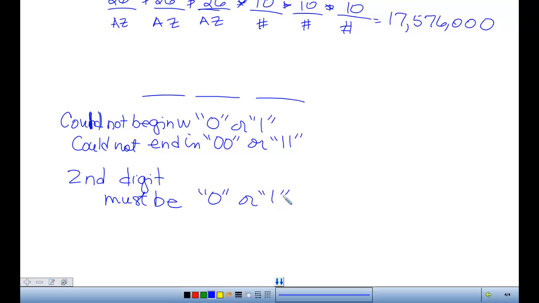Okay, so with these rules, how many different area codes could we have in South Carolina? Well, not South Carolina. It was the entire country. So could not begin with 0 or 1. For the first spot, how many choices do we have? 8. There were only 8 choices. For the second, how many choices? 2. It had to be 0 or 1. There was no 864 or 863 or some of the crazy things you see now. And then it could not end in 00 or 11.